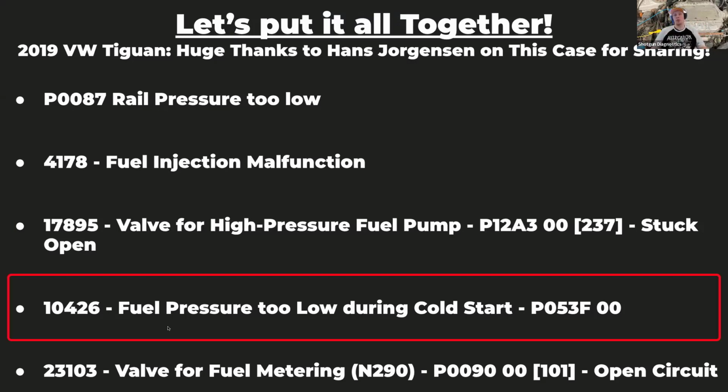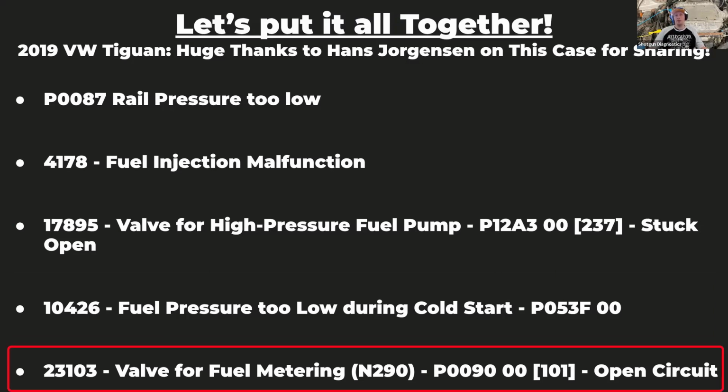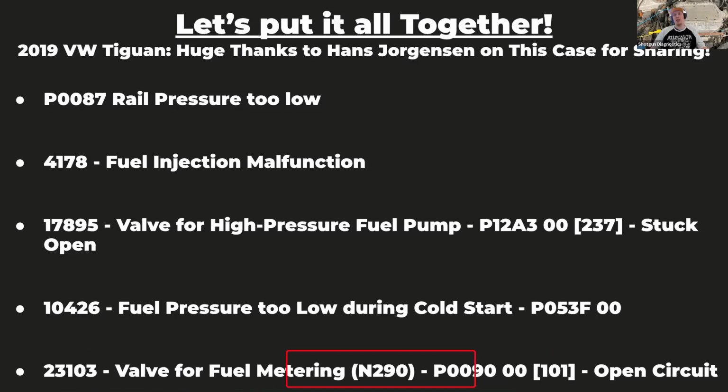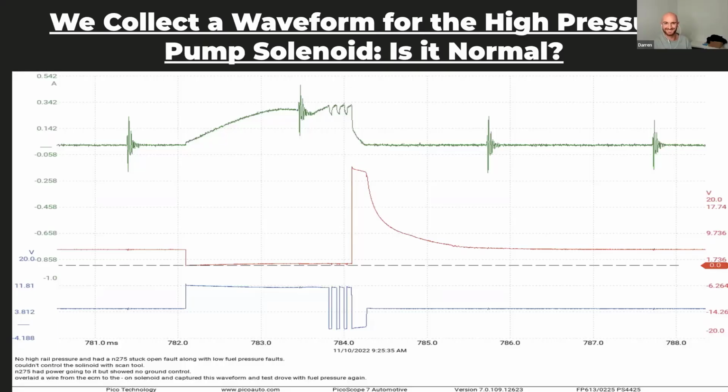Fuel pressure too low during cold start, and then valve for fuel metering. And this is actually mislabeled in the fault database. It says N290, it's actually an N276. So that was also funny, improper labeling in the fault code. Now that could just be, because Volkswagen's lazy or who knows what the reality of it is. Copy and paste, that's what it is. Probably. Yeah, just lazy engineers, right?